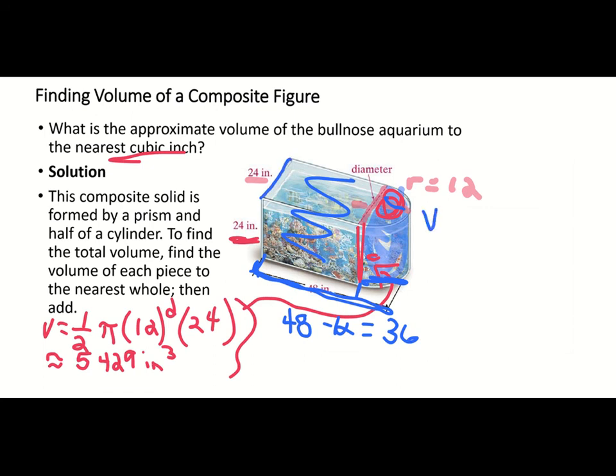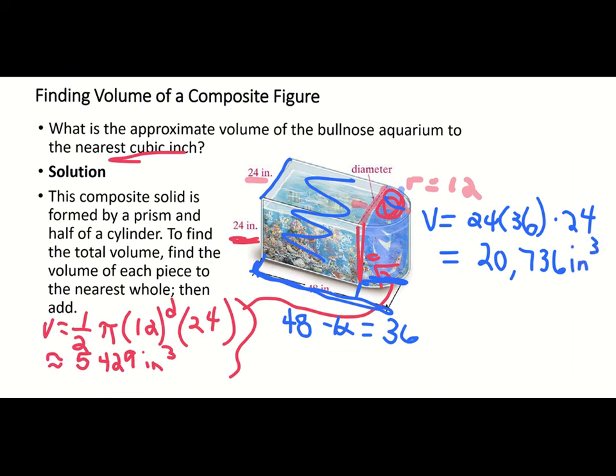So for my volume here, I would do 24 times 36 times my height, which is again 24. And when I multiply that together, I end up with 20,736, and that is inches cubed.